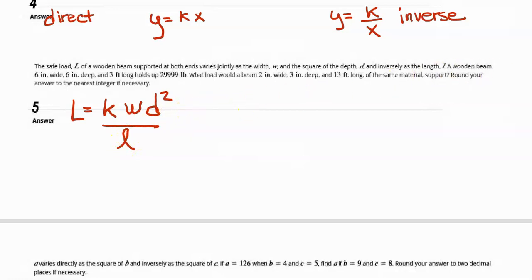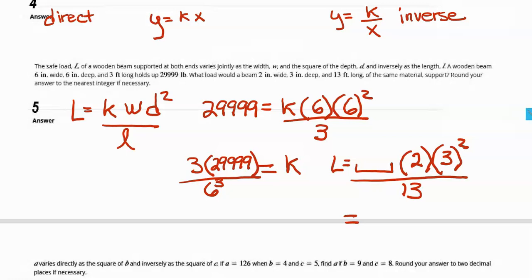Now, we'll let you do the substitution and see how you would find K. So there is the current load. We don't know our K. Our initial width here is 6. Our depth, or our D, I should say, is 6 inches that we're going to square. And then our length is 3 feet. Okay, hopefully we set that up correctly.